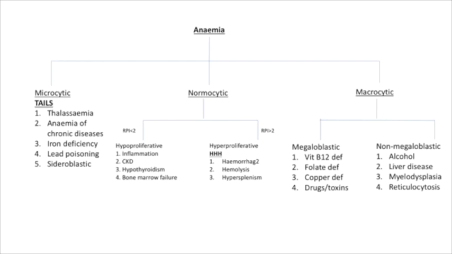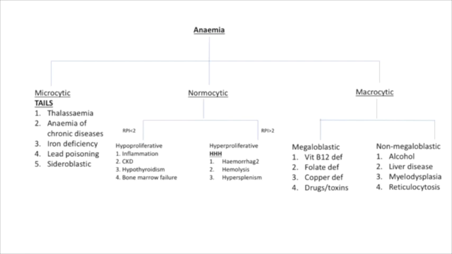So we look at the mean cell volume, right? If the mean cell volume is below the reference range, we classify that as microcytic. But if the MCV is above the reference range, it's macrocytic. If the MCV is within the reference range, it's normocytic. But anemia by definition means that the hemoglobin concentration is below the relevant reference range, and it differs for males and females, okay?